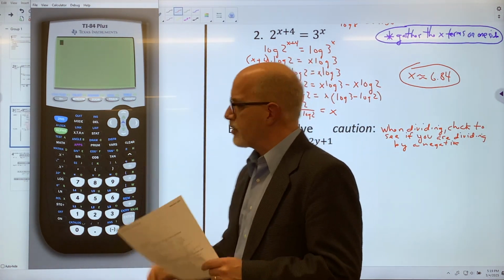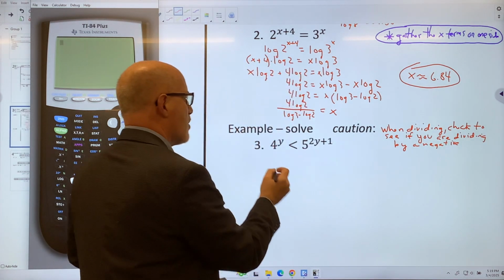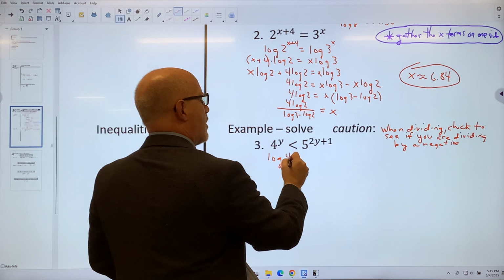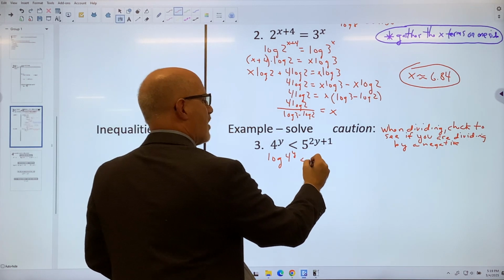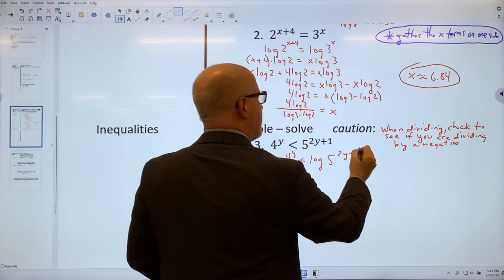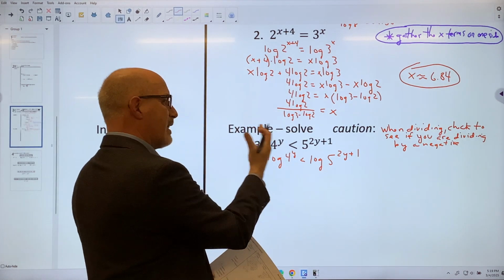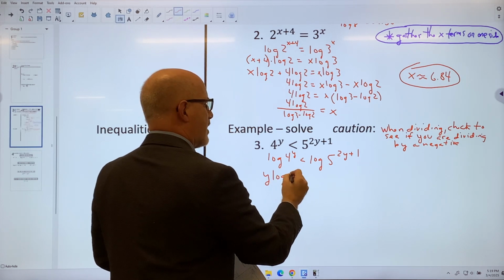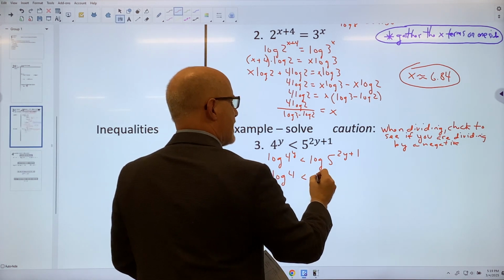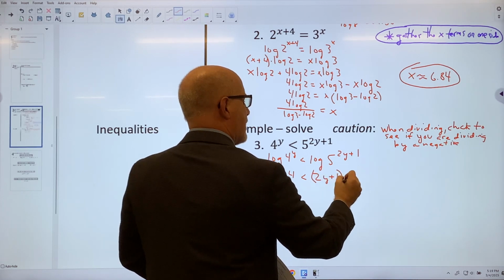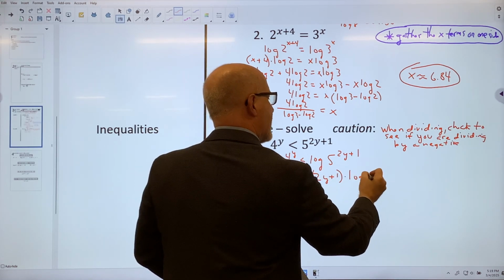All right, let's try this next one. Let's follow the same steps. We're going to take the log of both sides. So log of 4 to the y is less than log of 5 to the 2y plus 1. We're going to bring the exponents down in front. So y times log of 4 is less than 2y plus 1 times log of 5.